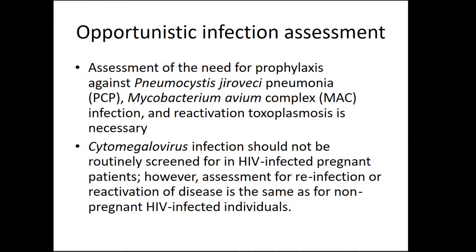We don't need to forget about the so-called opportunistic infection assessment. Opportunistic infections and assessment for such infections, like Pneumocystis pneumonia, Mycobacterium avium complex, toxoplasmosis, cytomegaloviruses. We will discuss it in the second part of my presentation. So we need to remember it and to assess the risk of such concomitant infections in HIV pregnant women.